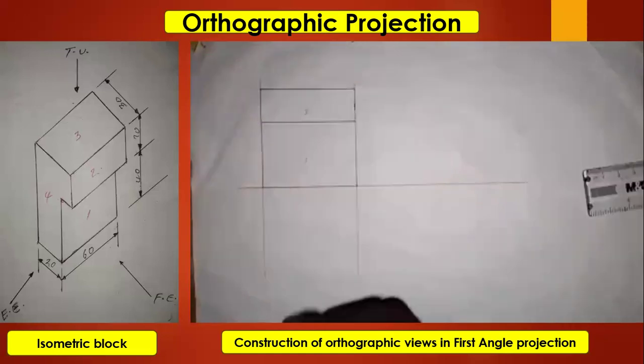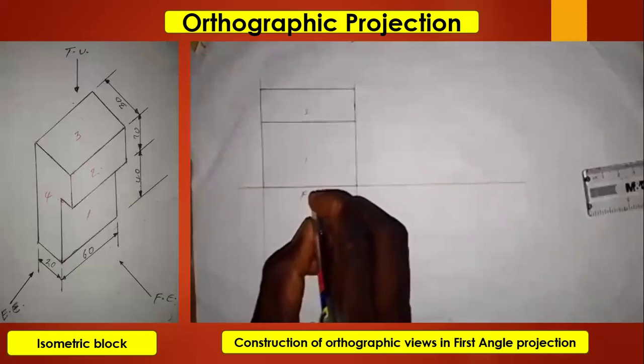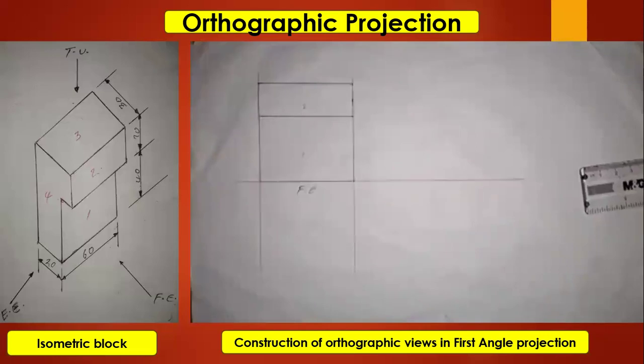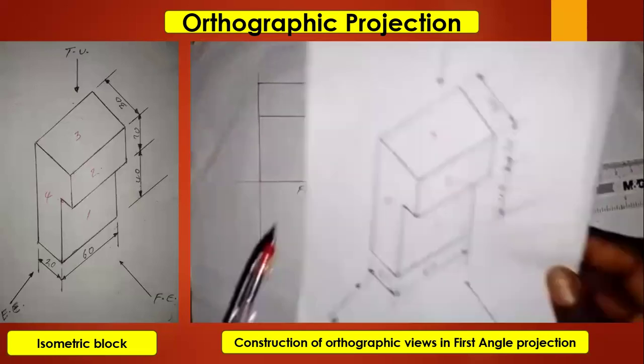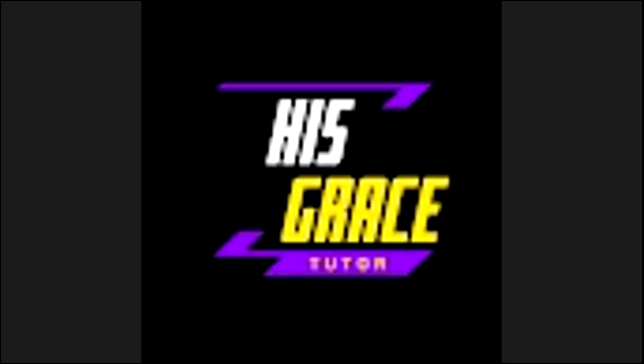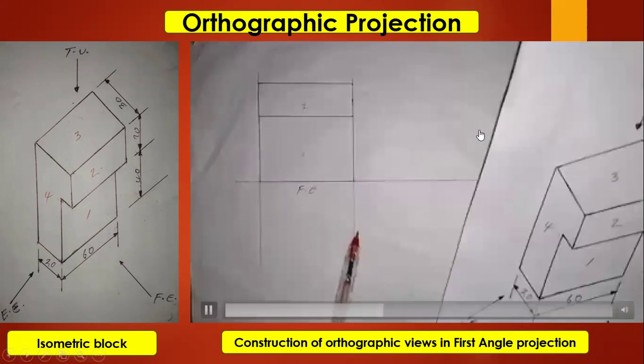All right, so this gives us the front elevation. So we write F here as the front elevation. Okay, so we have drawn the front elevation. Now let's go and draw the plan or the top view of the object. The top view, as I said, is this rectangle 3 that we have here. This is 30 millimeters, which is 3 centimeters down here.